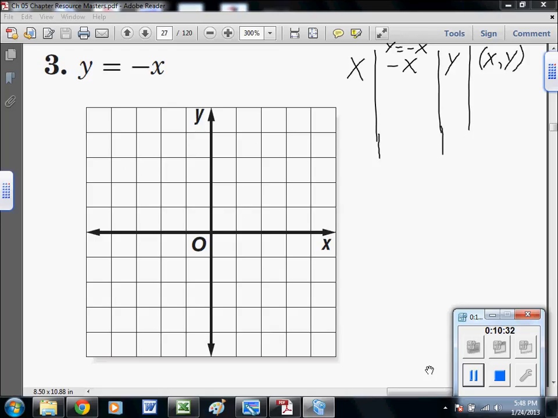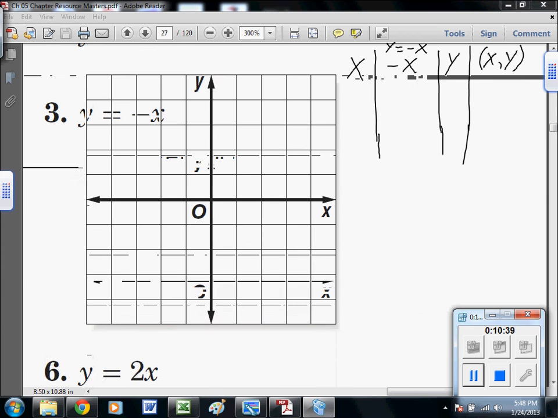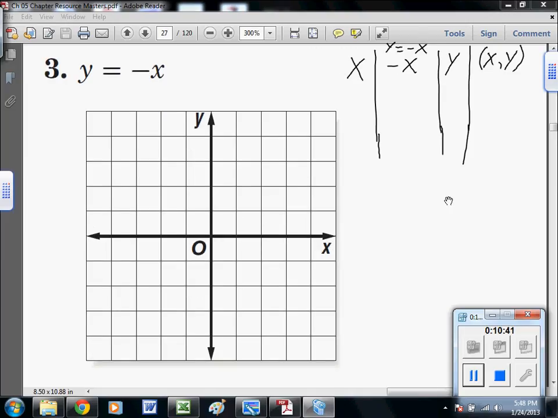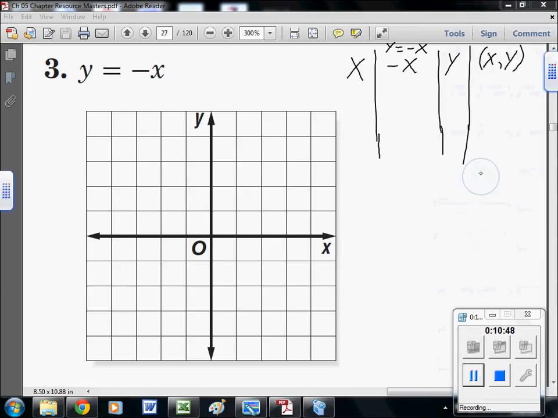So I like to choose numbers that are small and easy to calculate, numbers that are not going to be a big stress. Pick numbers that aren't going to be hard to calculate. Don't pick giant numbers or numbers that aren't very realistic, and especially numbers that are on your graph. You don't want to choose something that's way down here and not on your graph. So I like to choose typically -2, -1, 0, 1, and 2.